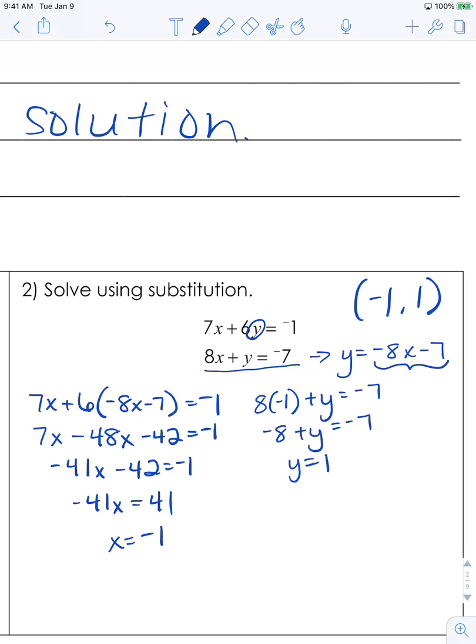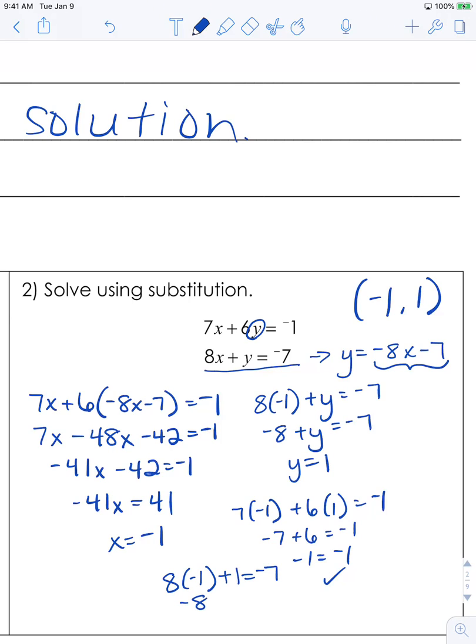But of course, we're going to check. So first equation, 7 times negative 1 plus 6 times 1 is equal to negative 1. Negative 7 plus 6 equals negative 1. Negative 1 equals negative 1. So that one checks out. Second equation, 8 times negative 1 plus 1 equals negative 7. Negative 8 plus 1 equals negative 7. Negative 7 equals negative 7. So that checks out as well.